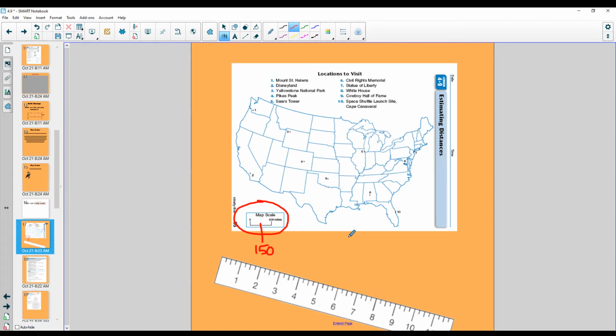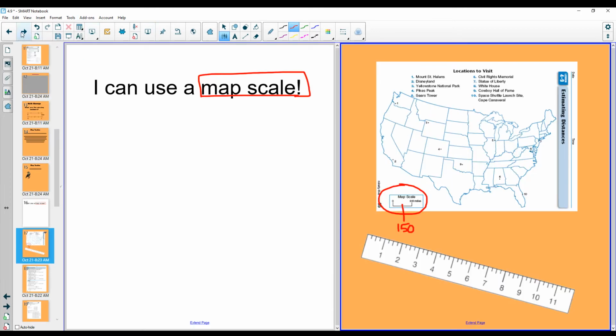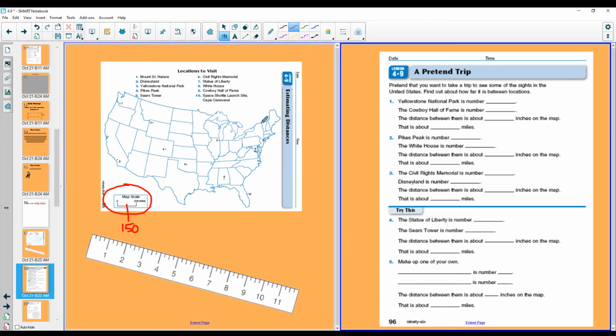All right, so what we're going to do today is you are going to need your math journal, and we are going to be using page 95 and page 96. All right, so here's both pages so you can see them. And let's get started. If you don't have your materials, pause the video and go get them. We're going to do a lot of this page together.